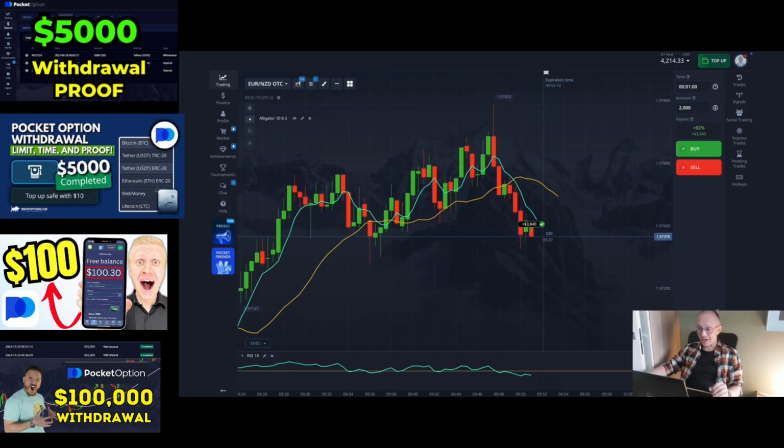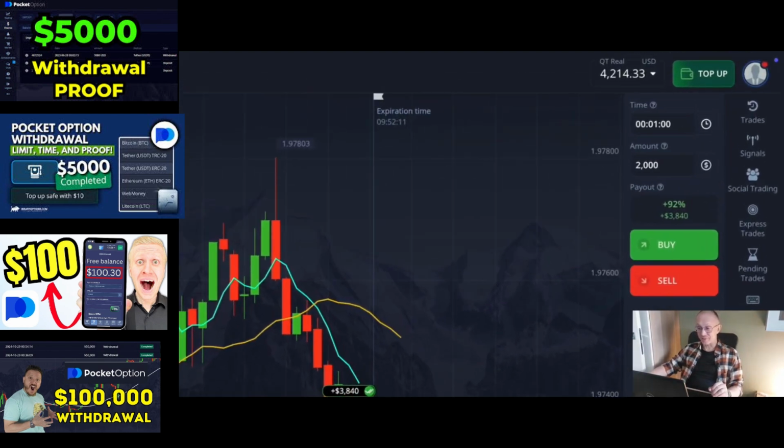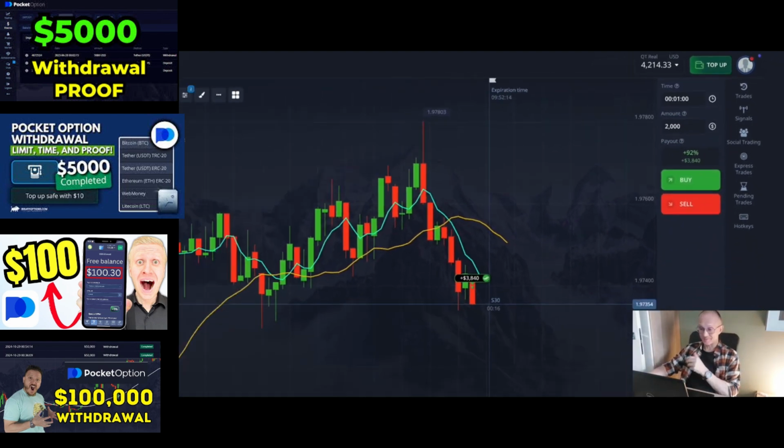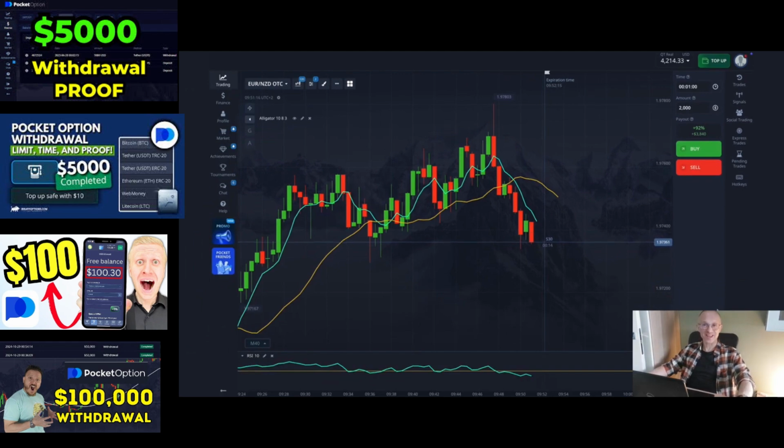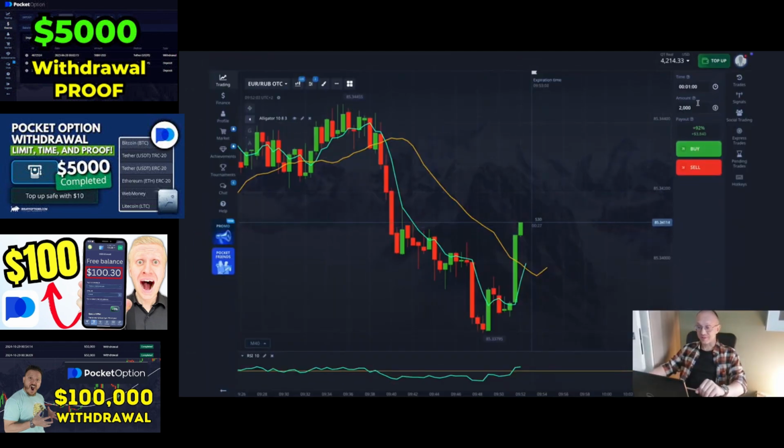And I'm locking in $1,840 in profit. My balance is growing steadily. Final situation. I'm setting the timer for 1 minute and opening a long trade for $2,000.